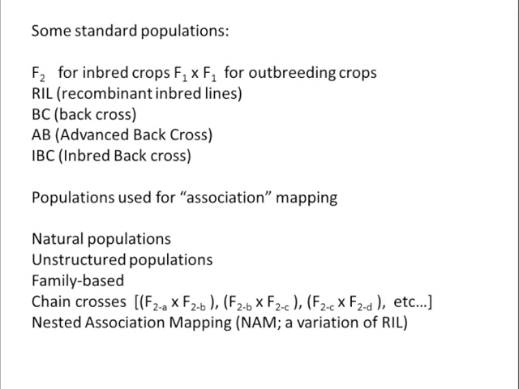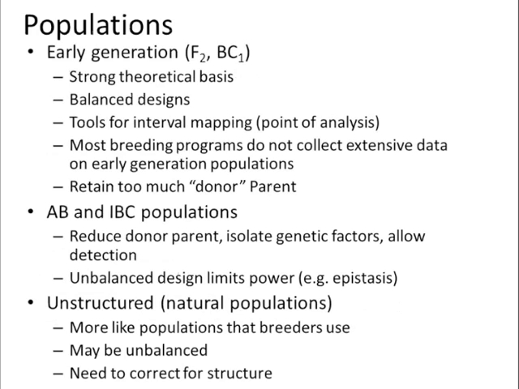So again, for inbred crops, F2s are standards. For outbreeding, crossing two parents together and looking at the segregation in the first generation. RILs and backcross progeny, advanced backcross and inbred backcross progeny have all been used. I think we could call those standard at this point. Emerging are natural populations, unstructured populations, family-based populations, chain crosses, and then nested association mapping populations, which are essentially nested RIL type populations. And I think some of these structures or ideas could easily be adapted to potato breeding populations.